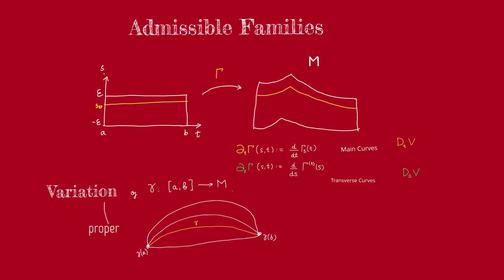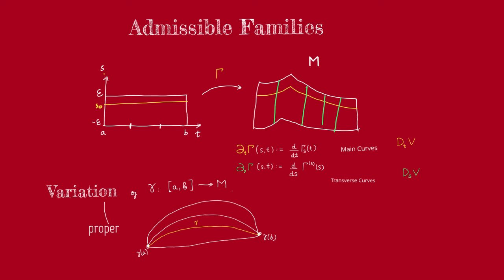Recall that for each of these curves to be admissible, we need to be able to partition the interval [a, b] in such a way that along that partition, this curve can be chopped into regular pieces. Now the requirement for gamma: gamma is an admissible family if on each of these squares, gamma restricted to the square is a smooth map. This means in particular that these transverse curves are smooth, whereas these main curves are just piecewise regular.